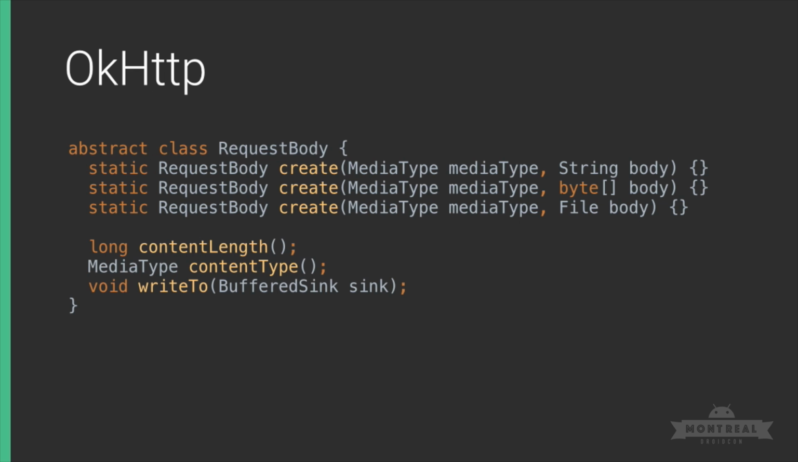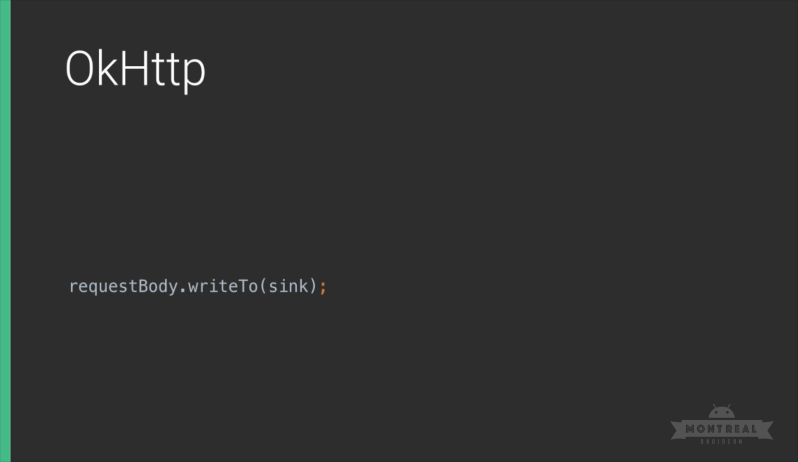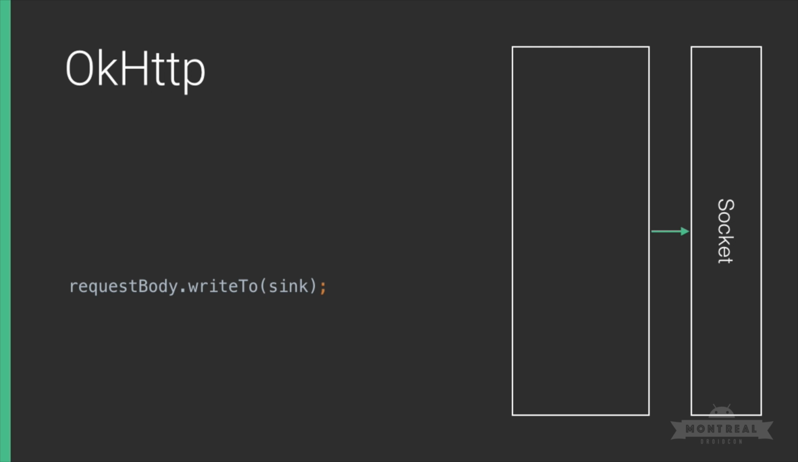Request body is actually also an abstract class, so you can implement your own versions of this. And 3 methods. We have the length and the type, as we talked about, and then we have a method to write the data to a buffered sync, and this is, as we know, an OkIO type. So we take our hypothetical request body that we've implemented, and we write it to a sync. So we have our socket. OkHttp is going to wrap the socket in a sync, and it's going to take care of writing the request.